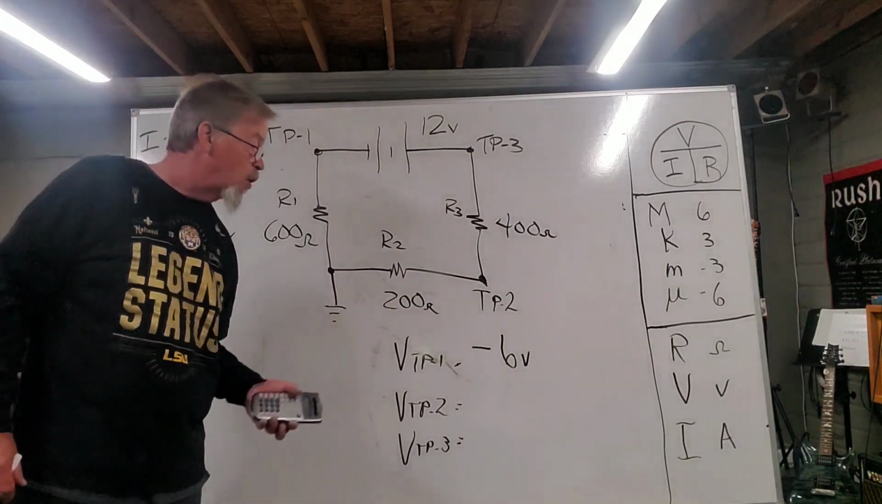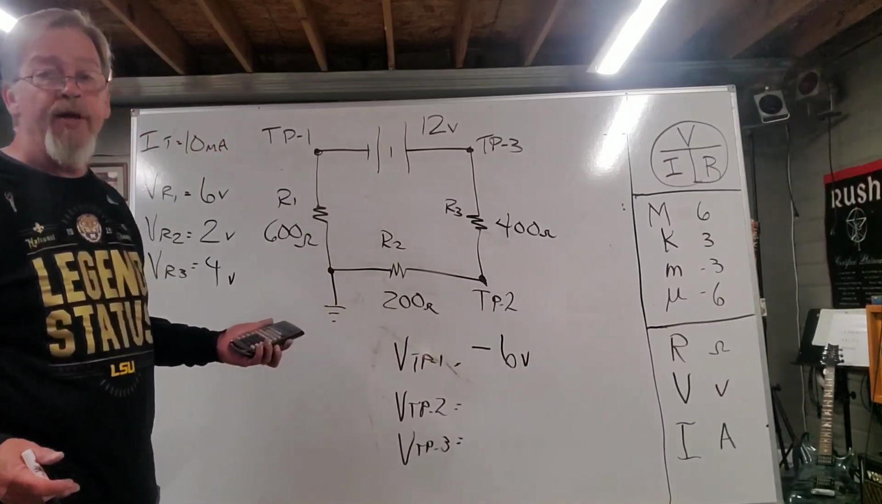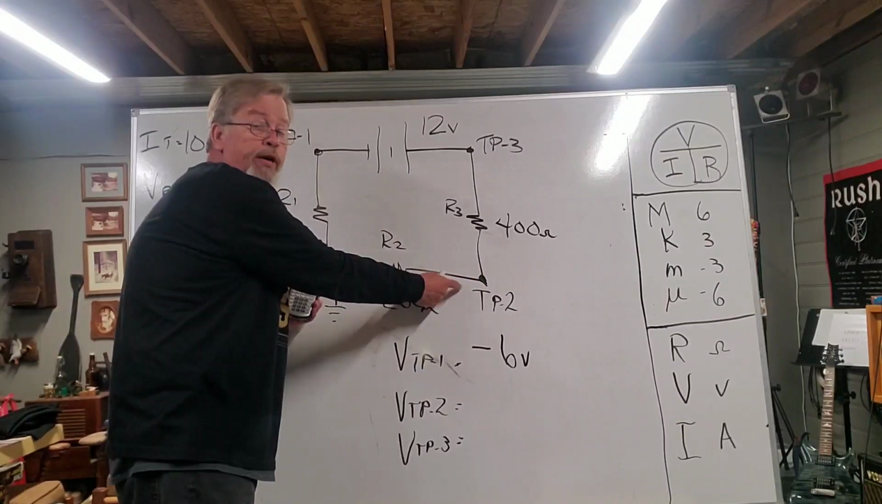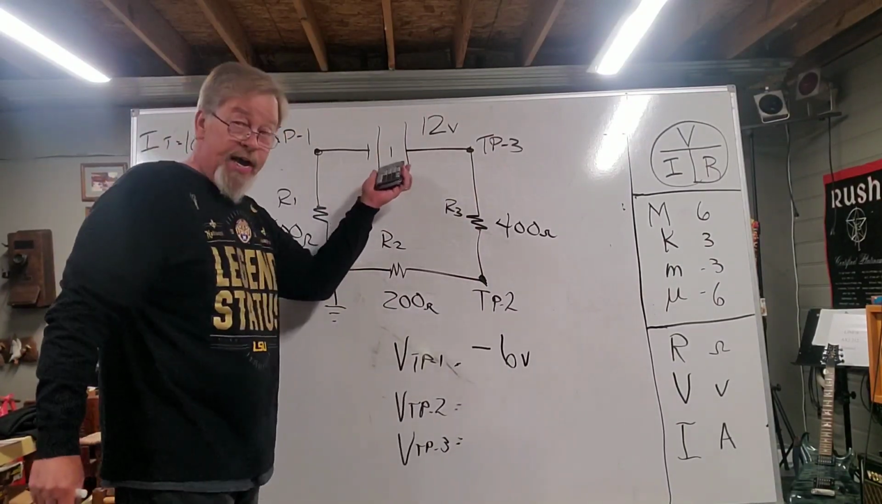Now if I want the voltage for test point 2, I'm going to do the same thing. But I'm also noticing now that test point 2 is on the positive side of that source.